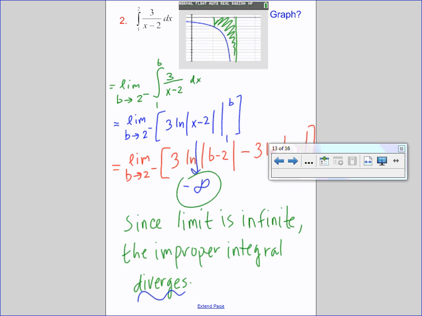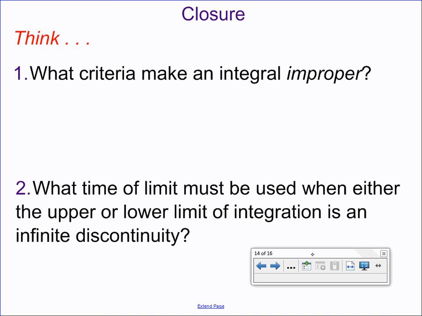Let's close it up. So we saw 3 different ways that an integral could be improper. Please be ready to share those. What type of limit must be used when either the upper or lower limit of integration is an infinite discontinuity? That's when the endpoint of my limits of integration is an infinite discontinuity. So what type of limit would we have to use to handle that?